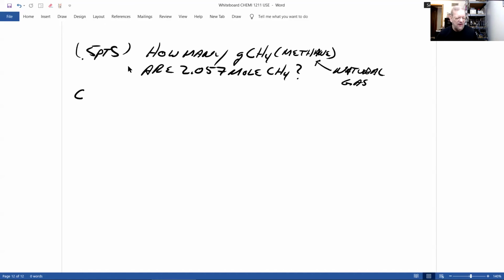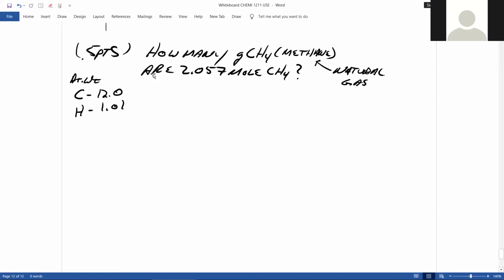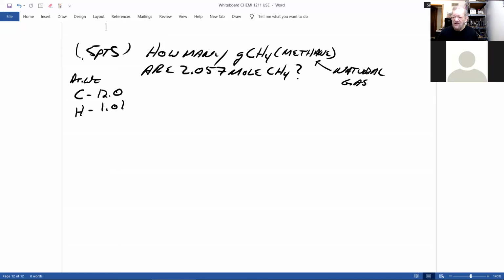Now, we just went through the atomic weights for carbon is 12.0, and for hydrogen is 1.01. And I'm going to let you try this all by yourself. So go ahead. How many grams of methane are 2.057 moles of methane? Your turn. If you don't have a calculator, just set it up.